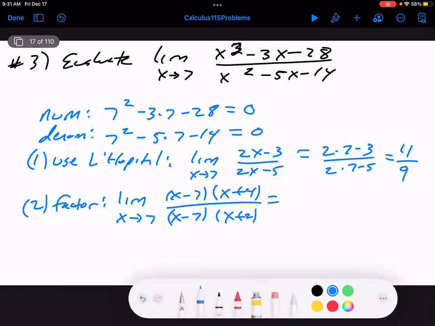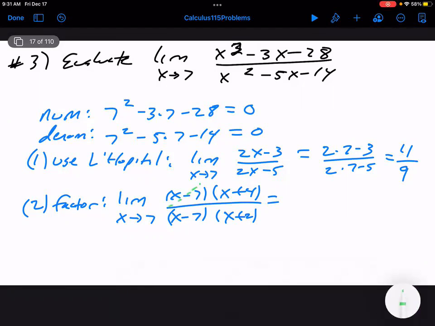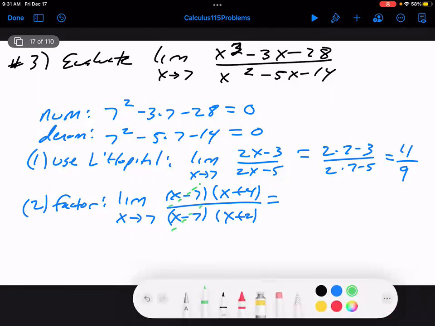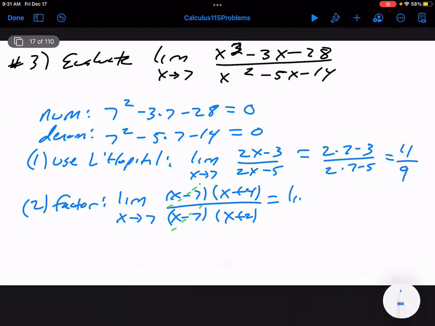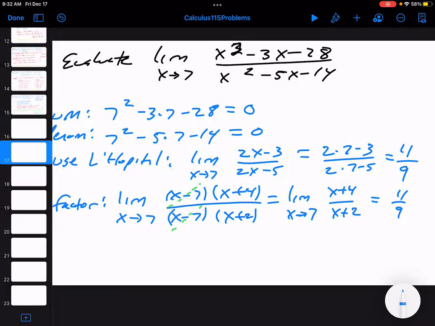So now the x minus 7's cancel. And this is just going to be the limit as x goes to 7 of x plus 4 over x plus 2, which again is 11/9. So if you know L'Hopital's rule, that's a much faster way of evaluating something like this.